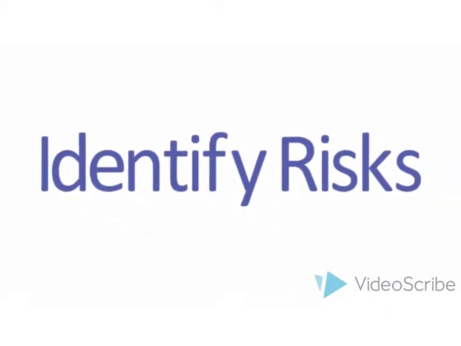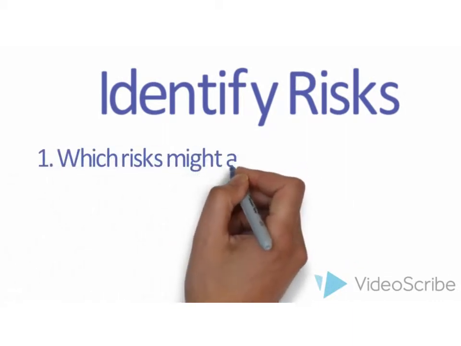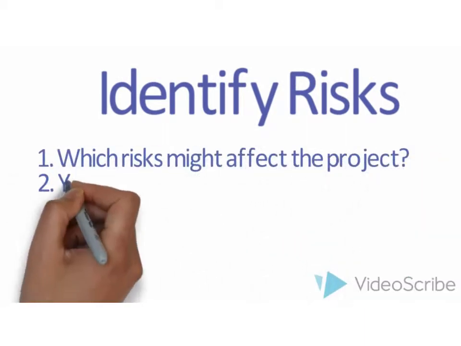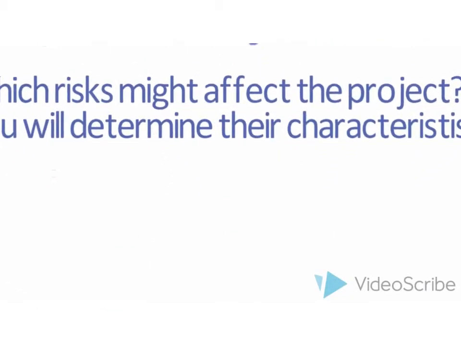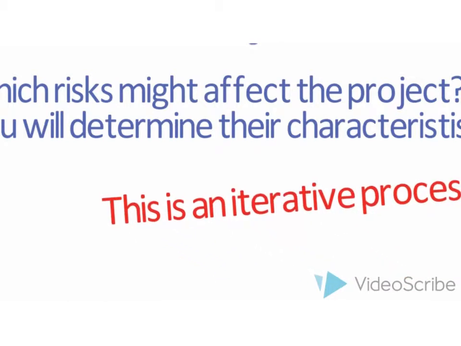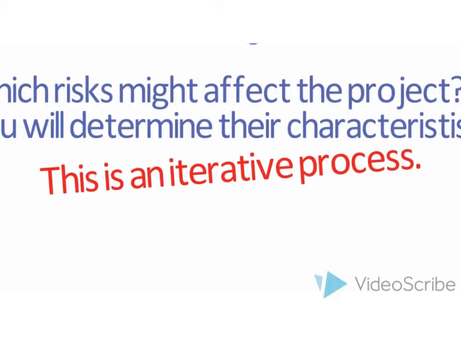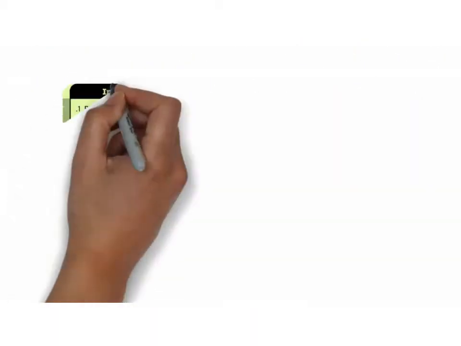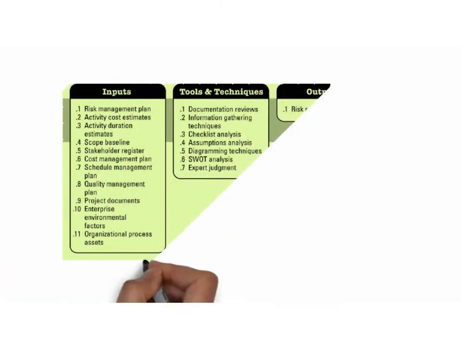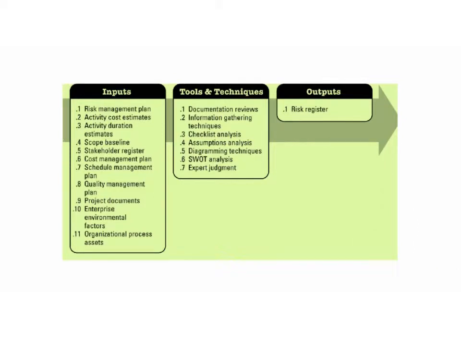You will be working on 2 points under this process. 1. Which risks might affect the project? 2. What are their characteristics? Please note that identify risk is an iterative process and continues throughout the project. Let's have a glance over inputs, tools and techniques, and outputs.